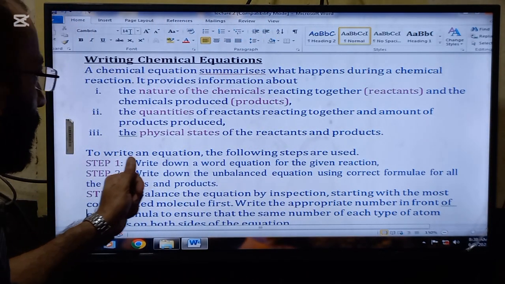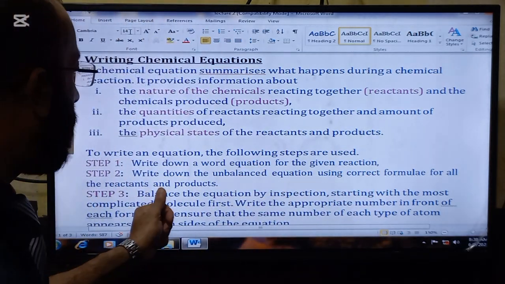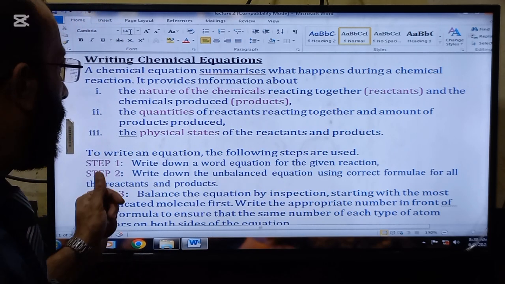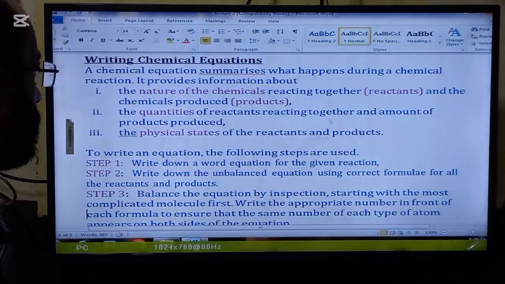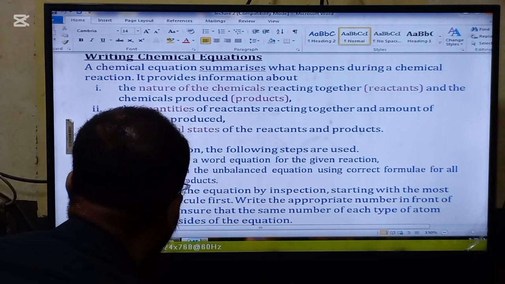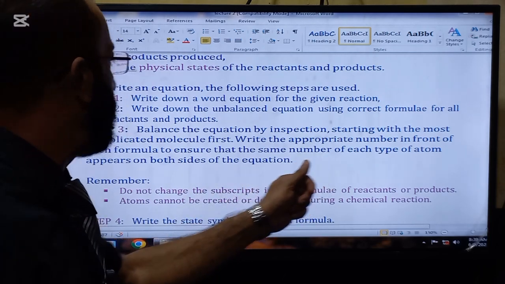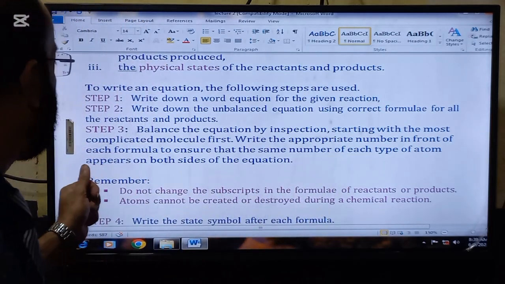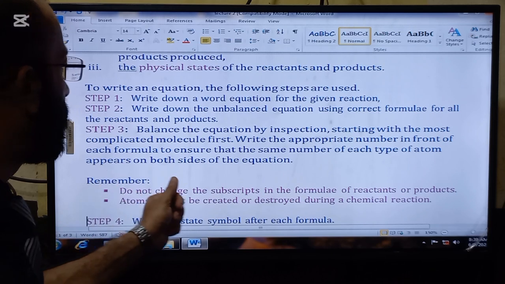Okay, to write an equation, the following steps are used. Number one, write down a word equation for the given reaction. Number two, write down the unbalanced equation using correct formulas for all the reactants and products. And number three, balance the equation by inspection, starting with the most complicated molecule first. Write the appropriate number in front of each formula to ensure that the same number of each type of atom appears on both sides of the equation.